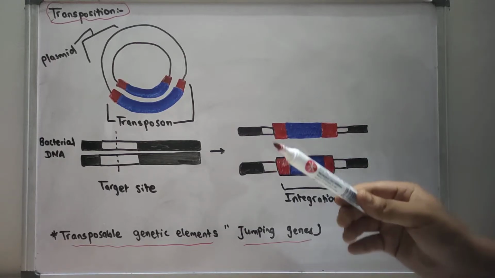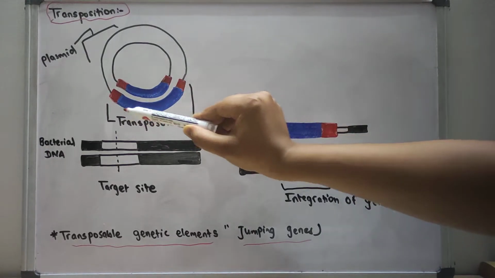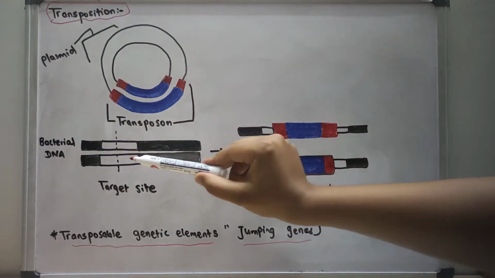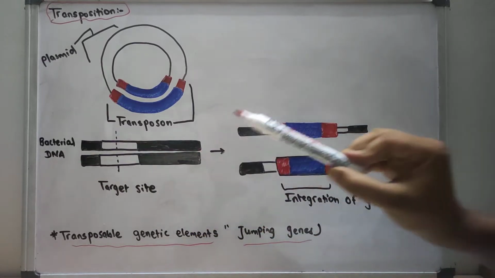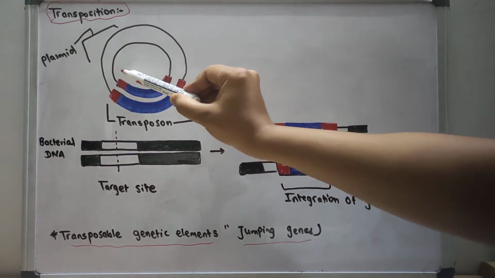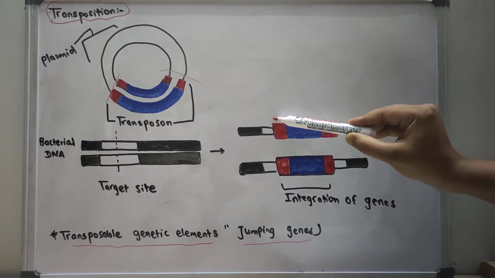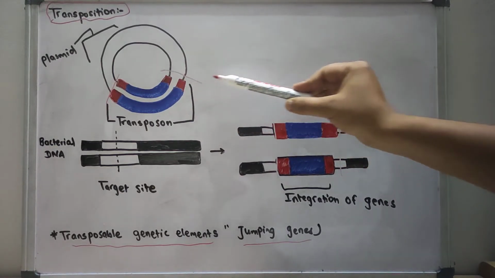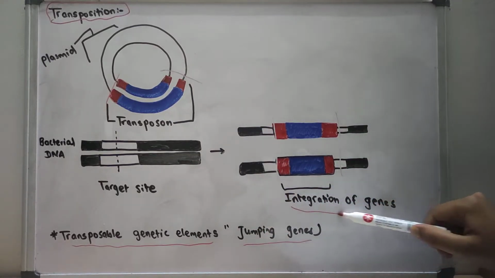For example, let us say that the plasmid has a certain portion, and this portion of the plasmid is the transposon, you can see. If we look at the bacterial DNA, there is a certain target site. This target site I have denoted by a different color, and the other bacterial DNA is blackish. In this target site, this transposon gets copied and pasted. You can see the portion of this transposon is copied here. So in the target site there is integration of the gene.